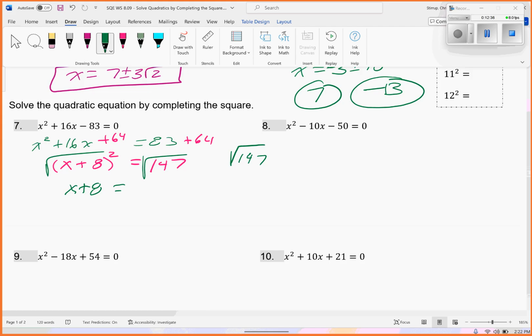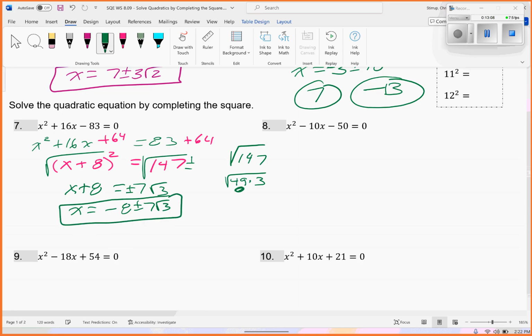147 will break down to, what do you think? I think 49. Will someone go 147 divided by 49 for me? 147 divided by 49. 3. Cool. It did work. All right. Square root of 49 is 7, so I get 7 root 3. Don't forget the plus minus on those. So subtract 8, so you get negative 8 plus minus 7 root 3.